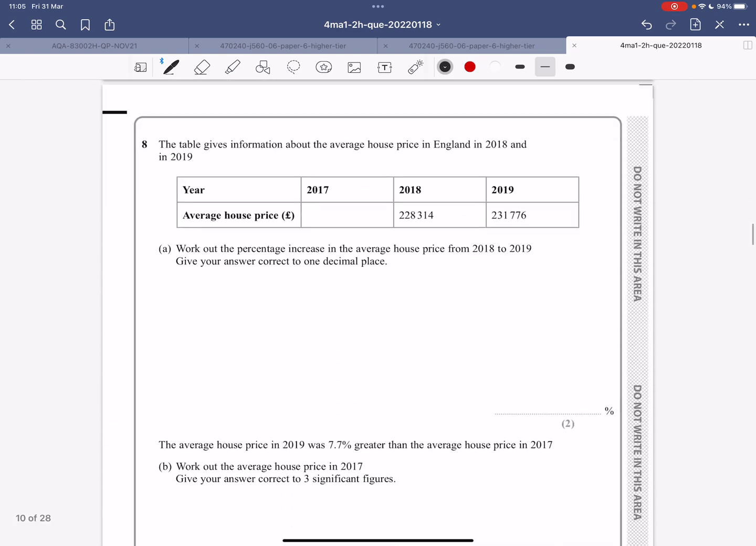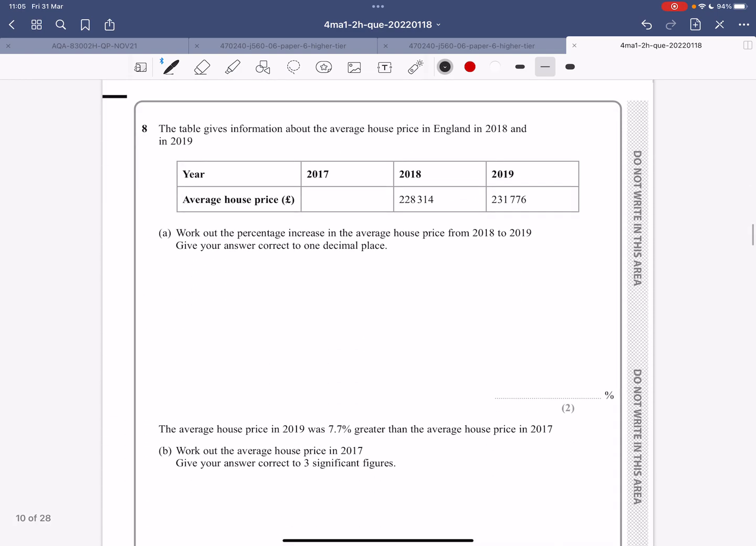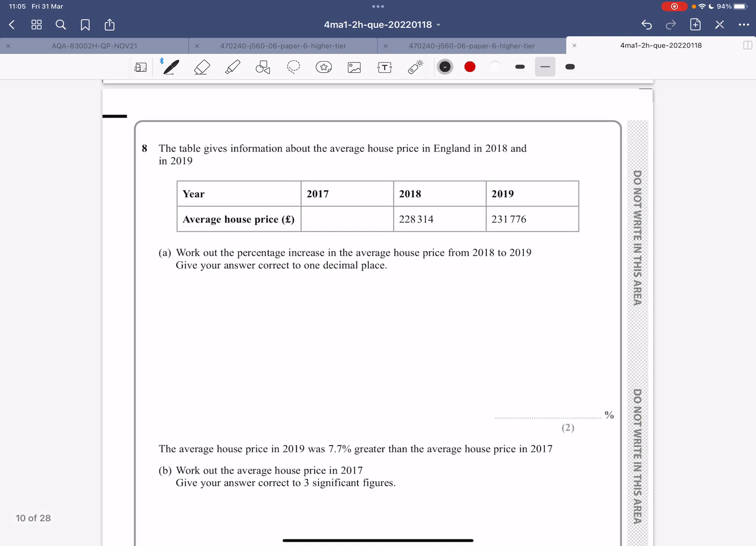252. Number 8. The table gives information about the average price of houses in England in 2018 and 2019. Work out the percentage increase in the average house price from 2018 to 2019.